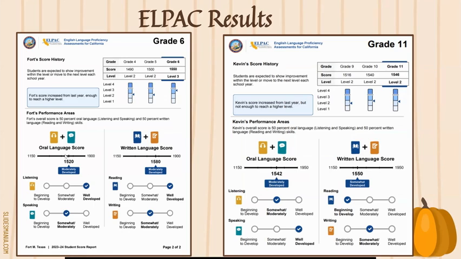And how they've compiled this score is that they're taking two portions of the test into consideration. One is the listening, which in this case came out as well developed, and the speaking, which came out as somewhat developed. Then on the right-hand side, you have the written language score, which came out at 1580, and it shows that that is moderately developed. And that is comprised of the reading level, which is well developed, and then the writing that is somewhat developed.